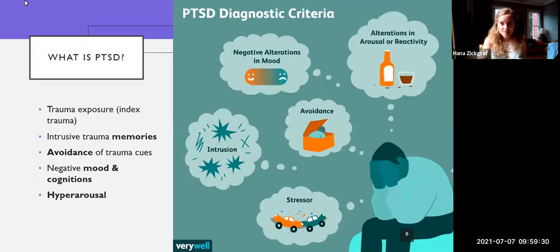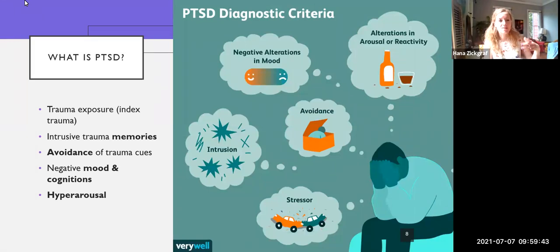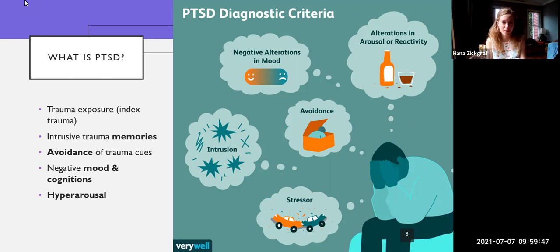So PTSD is one of the few types of psychopathology that actually has a necessary specific precipitant that needs to be present for it to be diagnosed. To have PTSD, you have to have been exposed to trauma. The specific trauma that is thought to have precipitated the development of PTSD is also called the index trauma, which I'll probably be referring to throughout this lecture.